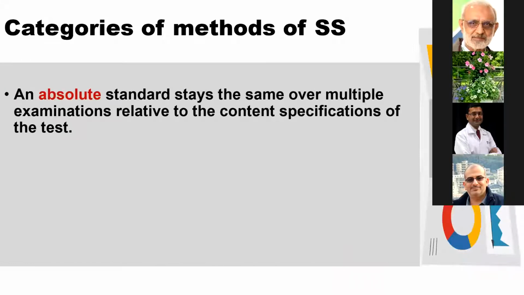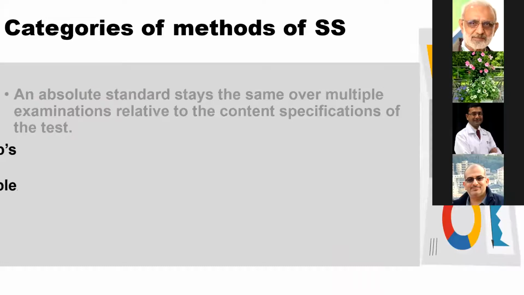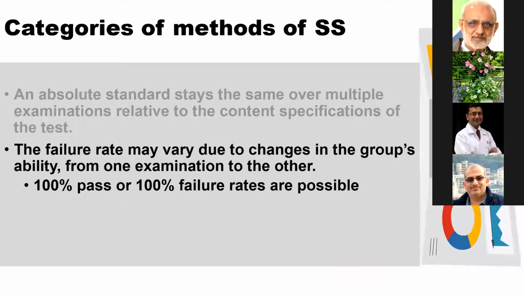An absolute standard stays the same over multiple examinations relative to the content specifications of the test. The failure rate may vary due to changes in the group's ability from one examination to the other. 100% pass or 100% failure rates are possible.